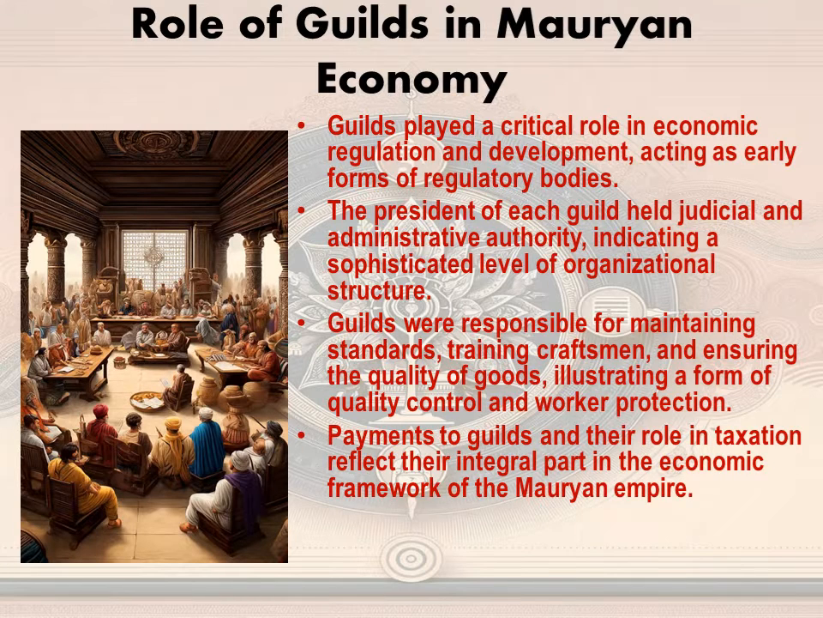Payments to guilds and their role in taxation reflect their integral part in the economic framework of the Mauryan Empire. So there were payments made to guilds from the state, and guilds also used to play a major role in the collection and controlling of taxation policies of the empire. Thus we get to know that they were very much influential and powerful.